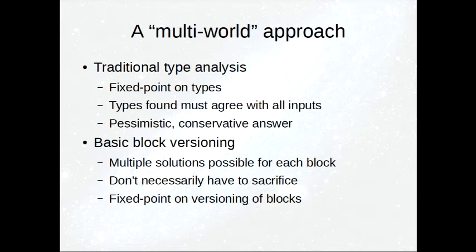So basic block versioning is a bit of a multi-world approach that's different from traditional type analysis. Because traditional type analyses do a fixed point on types. So they try to find types that agree with all the possible control flow paths, and that forces them to come to a conservative answer. But with basic block versioning, we can allow multiple different solutions for the same piece of code. We don't necessarily have to sacrifice. So basically, we're doing a fixed point on the versioning of blocks instead of a fixed point on the types.